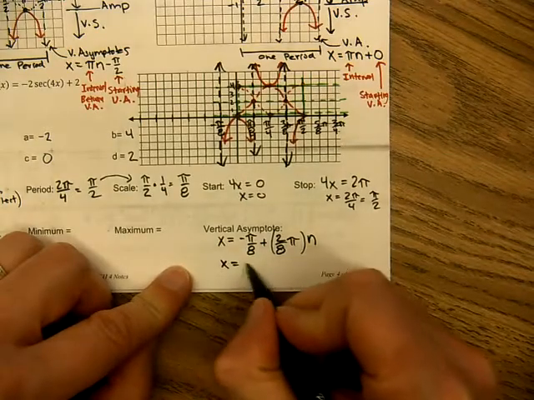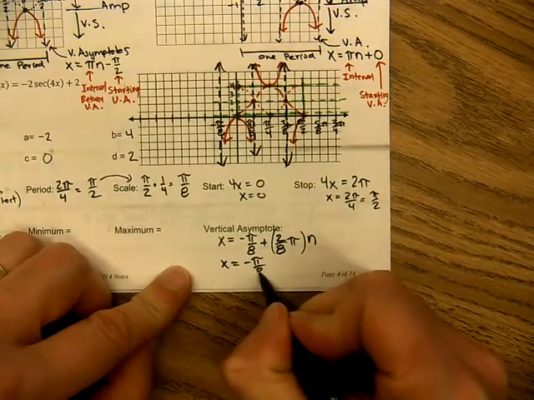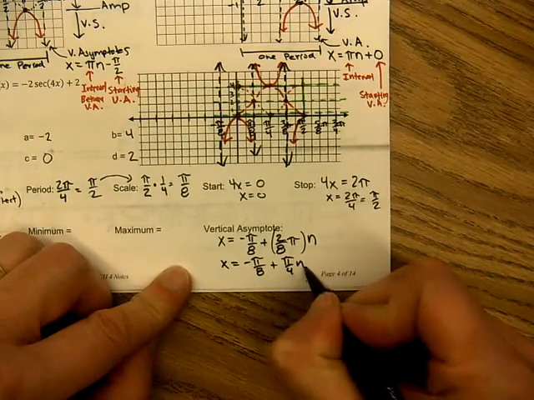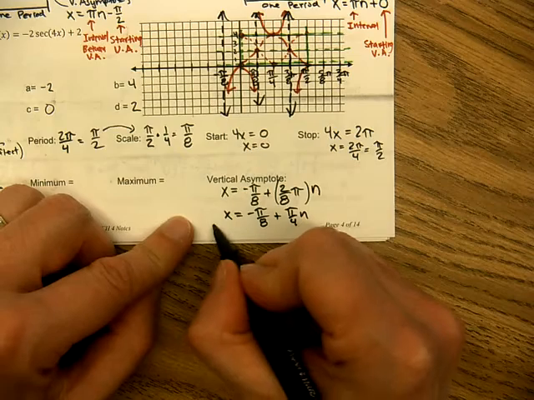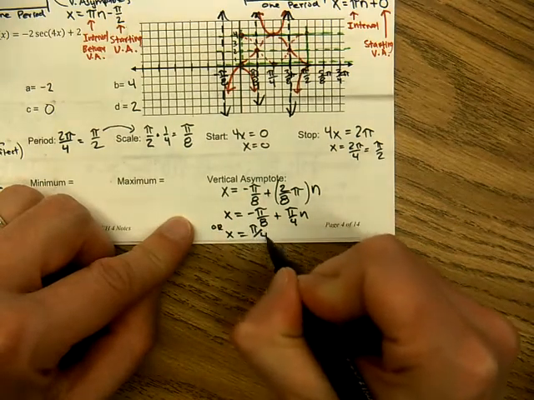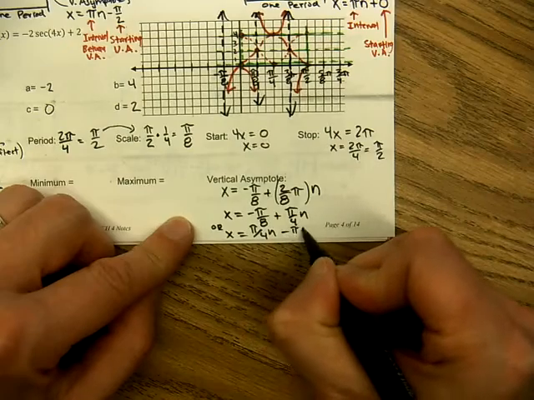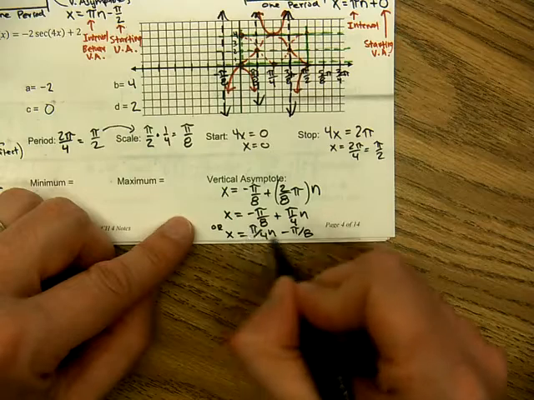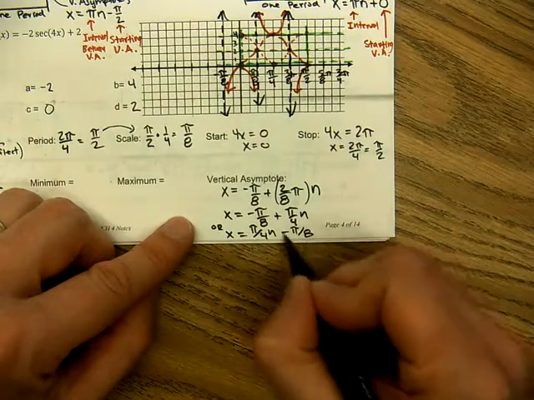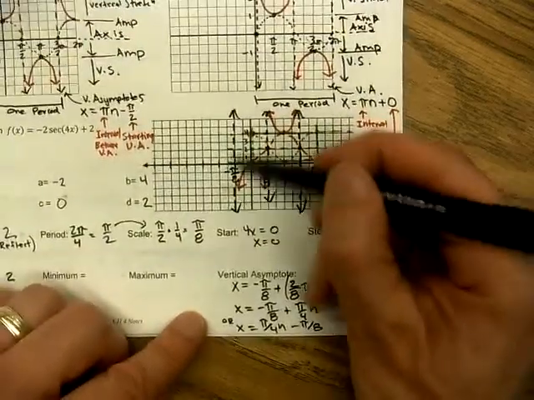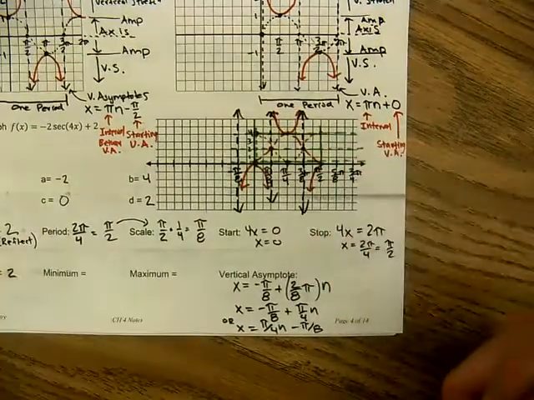So one way that we could show it is much like this, the negative pi over 8 and then plus pi over 4 times n. Or if you prefer, we could switch those around and put the pi over 4 times n in front and then the minus pi over 8 in the back. It technically doesn't matter, but you need one of those that represents the interval between asymptotes, and one of those terms represents the starting point. And that's where we have our starting point.